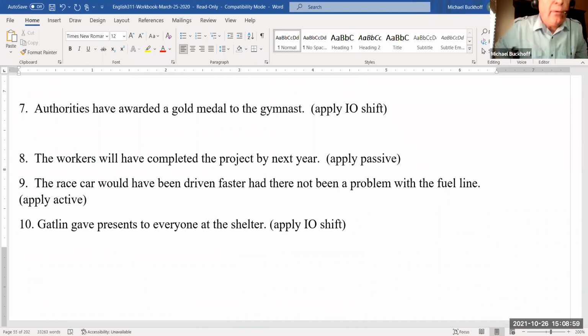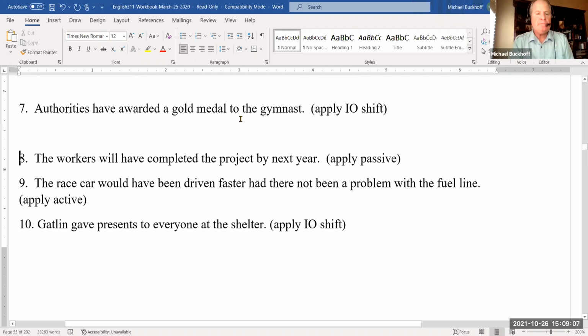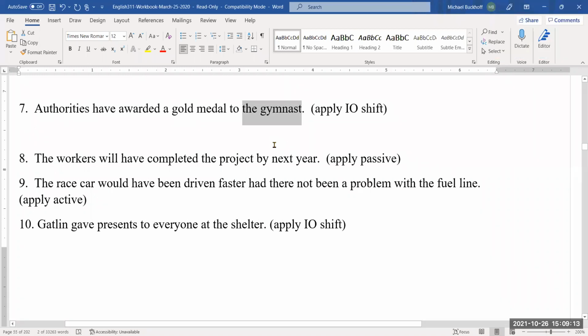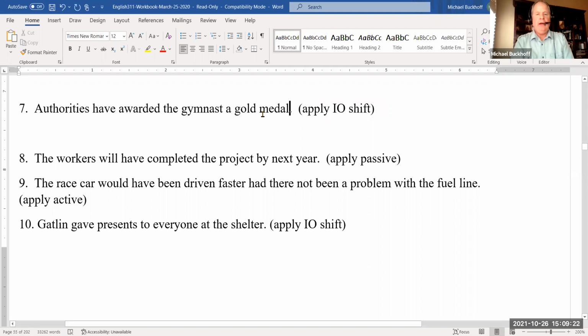Okay, let's try the next one here. Authorities have awarded a gold medal to the gymnast. It says apply IO shift. So the gymnast is placed where? After awarded. And we have that one. Okay, here's the next question.